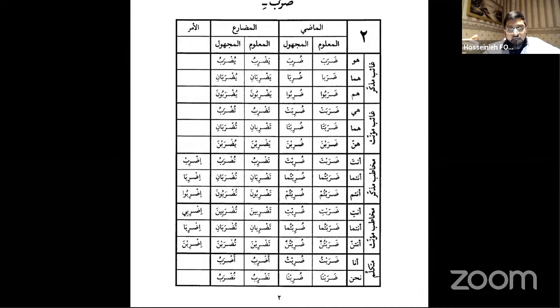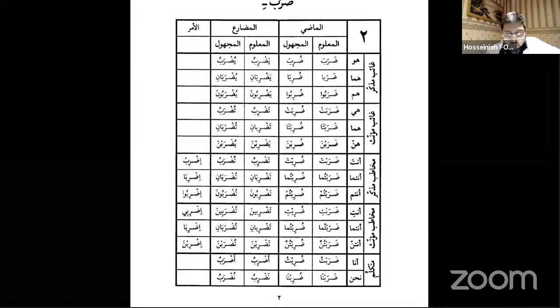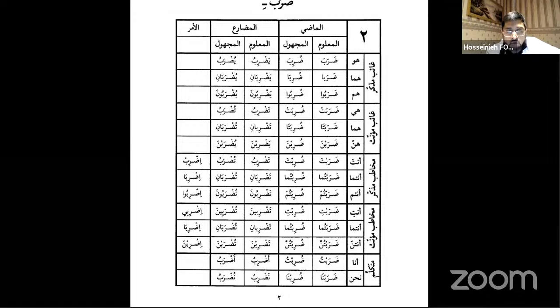So mansub is when the last letter gets a fatha. Majzoom is where the verb gets a sukun. Okay, is that clear? Yes. So there's none where they get a kasra. No. Only a verb gets dhamma, fatha, and a sukun.